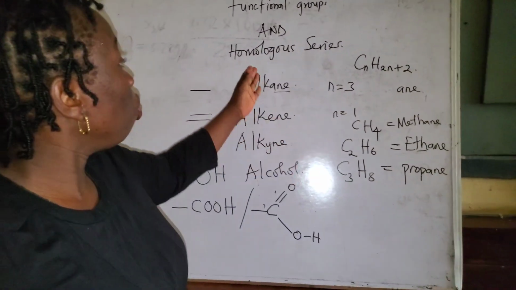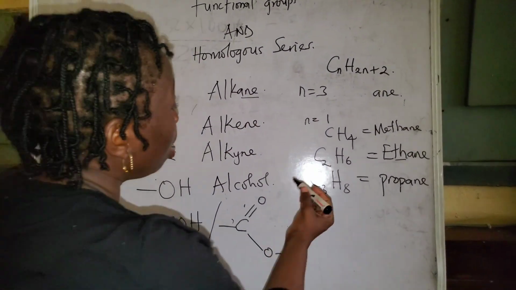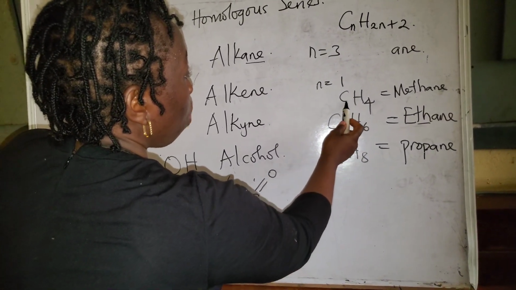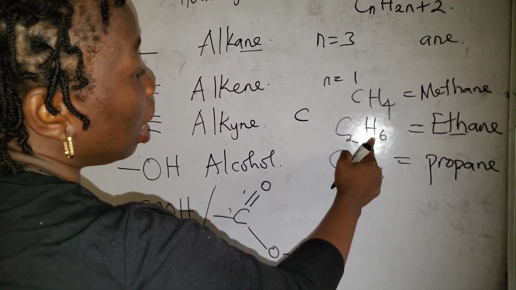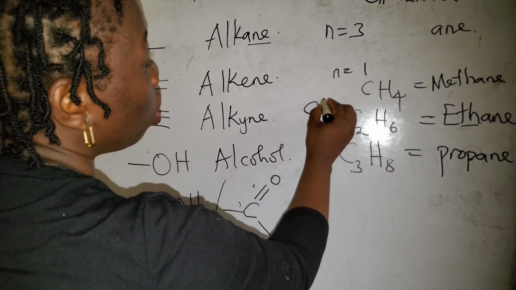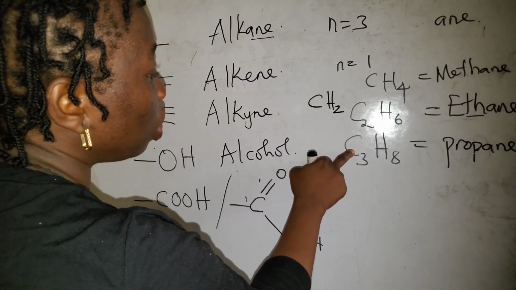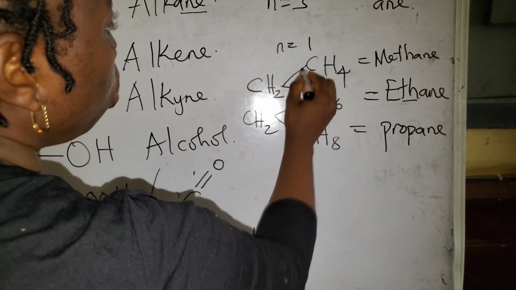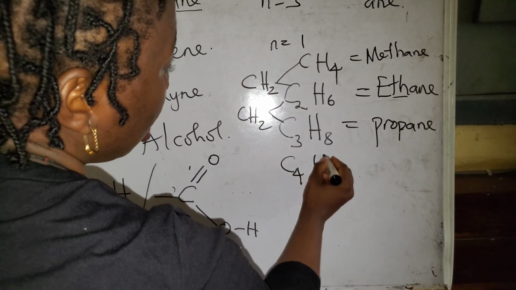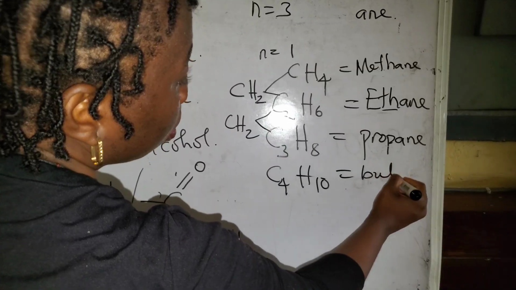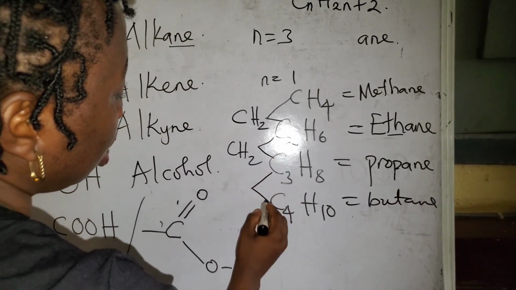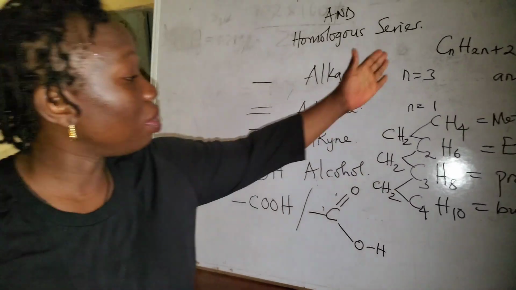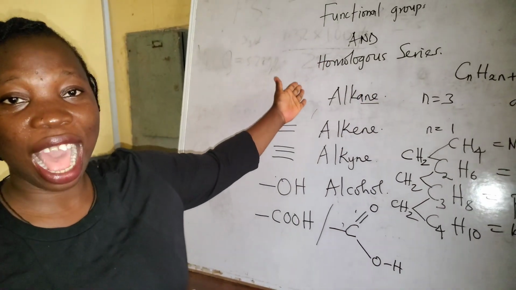We want to say homologous series of alkane. It means 2 from 1. This is carbon, this is carbon. 2 carbons from 1 carbon gives us 1 carbon. H6 minus H4 gives us H2. So the same thing, when you separate this from this, you will still have CH2. When you separate these two, you have CH2. Let's put C4H10, which is butane. So separate the two. What is the difference? CH2. So that means this is the homologous series of the family of alkane.